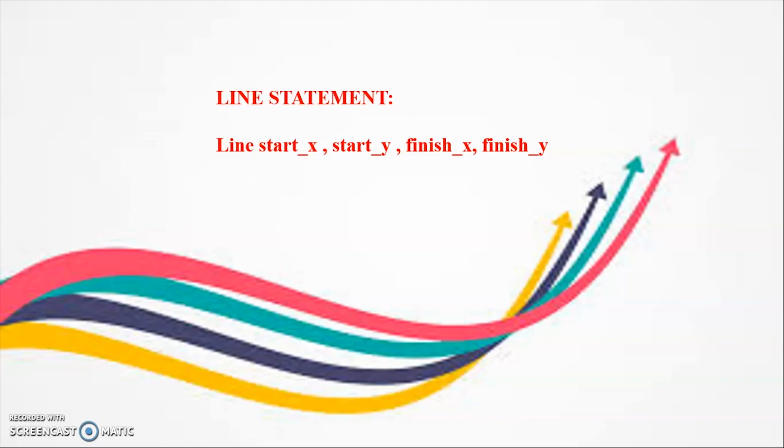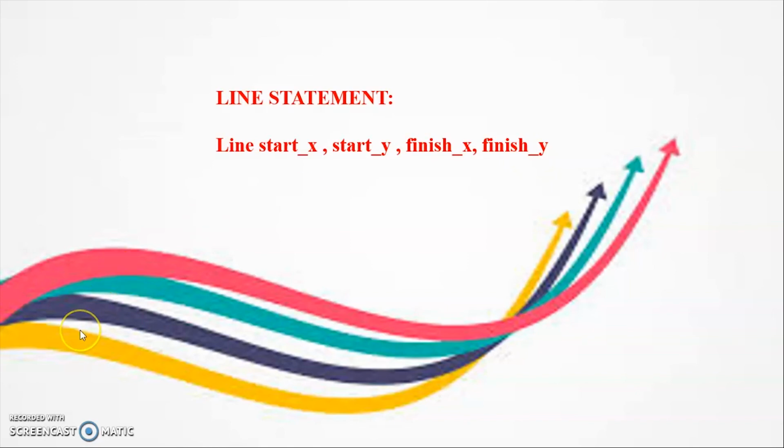And this is the syntax to draw a line. First you have to give the statement as line, and then start_x and start_y, which means that it starts with this value, and it ends with the finish x and y values. So the x coordinate value and the y coordinate value from where the line needs to start are to be given. And then where it should finish in the x coordinate and in the y coordinate needs to be given. Are you all clear?